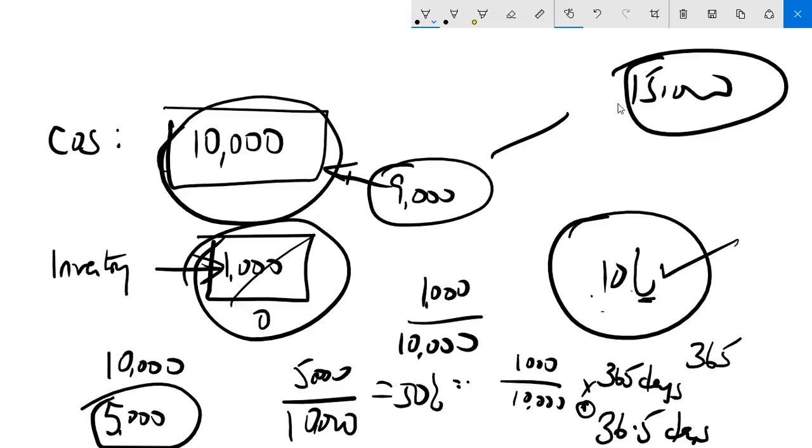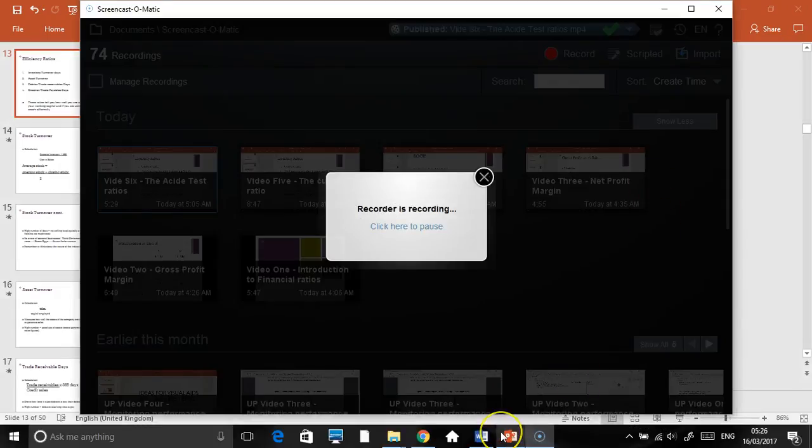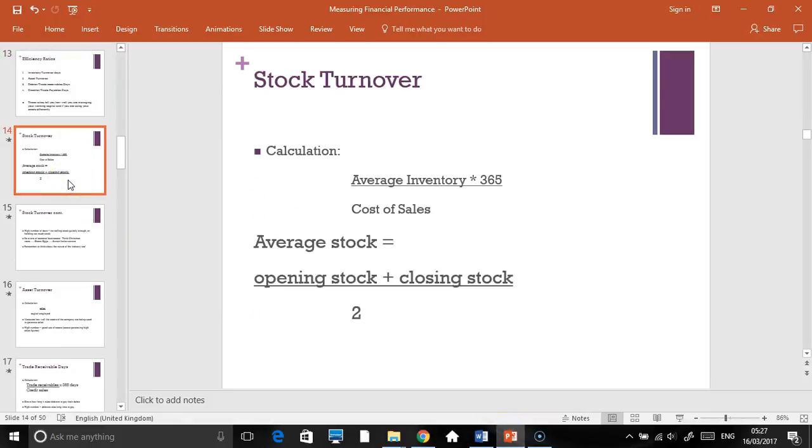We talk about efficiency. So I guess the argument is, as you can tell, that the smaller this number is, the fewer days you are holding the inventory for. And so this is referred to as your inventory turnover days. And what is that? Let's go and look at the formula. The first one, the formula, if you like, is the average inventory. What is your average inventory?